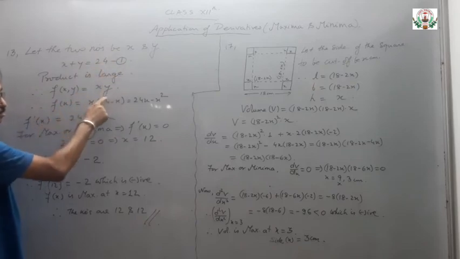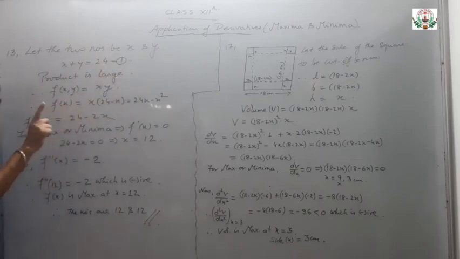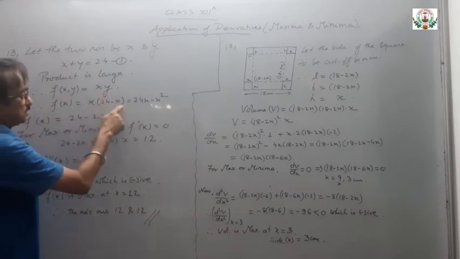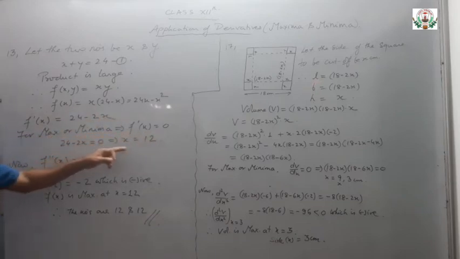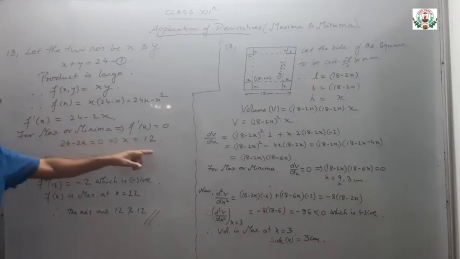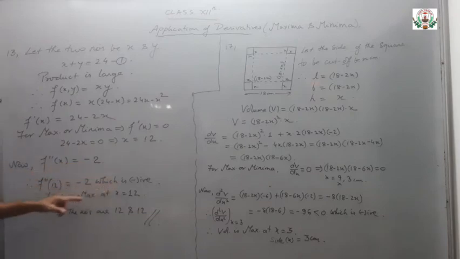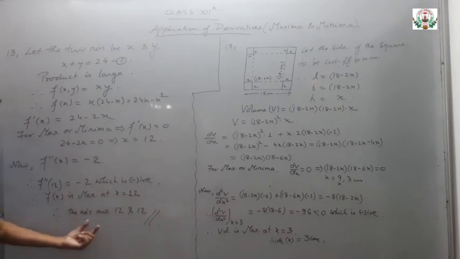So I have substituted the value of y and it is converted into a single variable function, x into (24 minus x), that is 24x minus x square. Now you have to proceed in the same manner. f dash x is 24 minus 2x. For maxima or minima, f dash x equals 0, we get x equals 12. We calculate f double dash, the second order derivative, we get minus 2, and at x equals 12 the second order derivative value will be the same, minus 2, which is negative. Therefore the function is maximum at x equals 12. Therefore the numbers are 12 and 12.